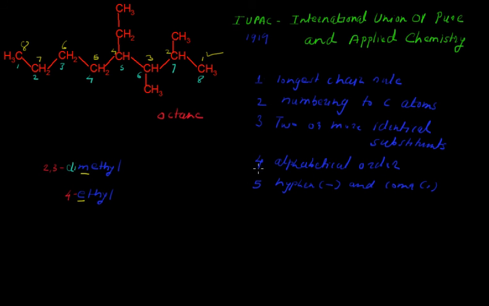And then we have to put these groups according to alphabetical order. So first of all I will write 4-ethyl, 2,3-dimethyl octane. So this is the exact IUPAC name of this molecule.